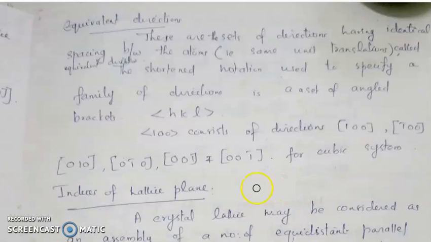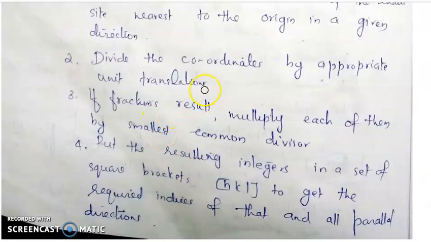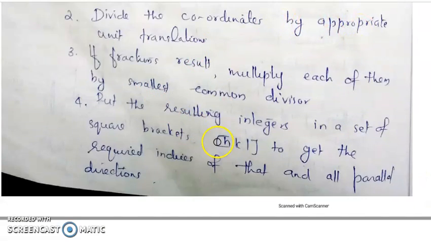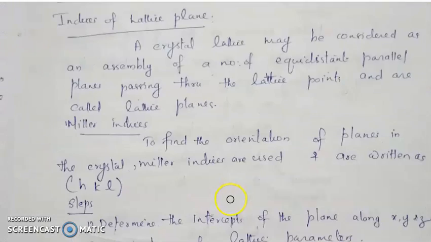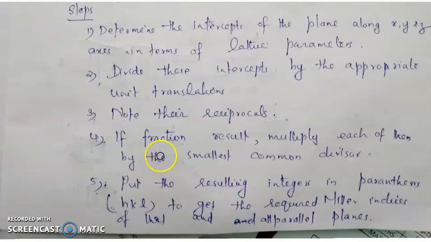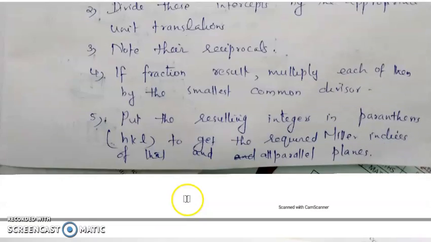In the case of direction, we have unit translations and no reciprocal is taken, but here we have to take the reciprocal. Then, if a fraction results, multiply each of them by the smallest common divisor, then put the resulting integers in parentheses (hkl) to get the required Miller indices of that plane and all parallel planes. So all parallel planes have the same Miller indices.